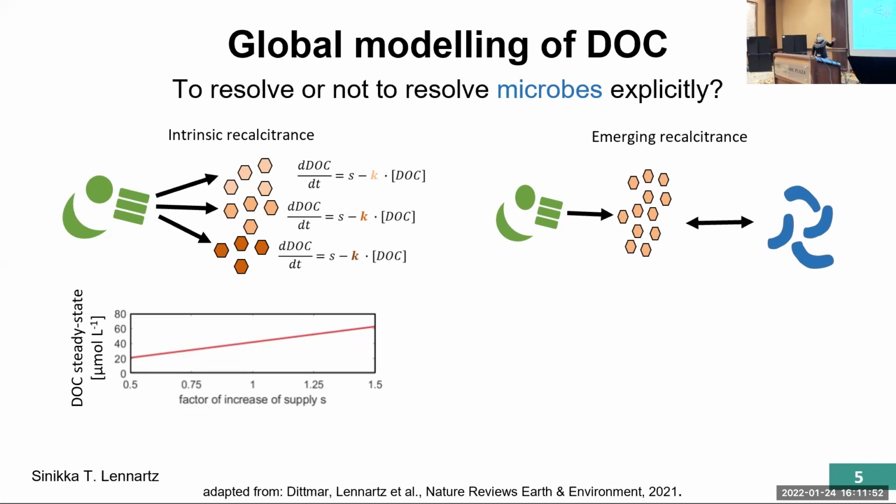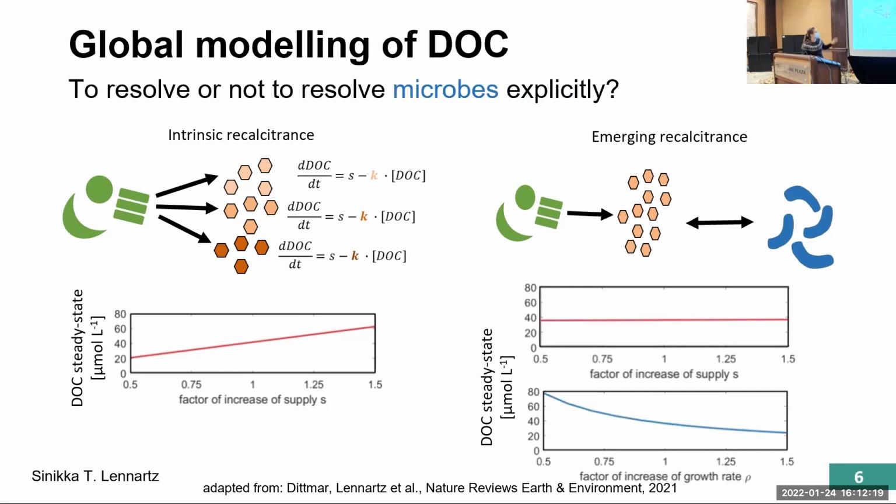What this means for the DOC steady state concentration, which you can think of as the amount of DOC stored in the system, is that if you, for example, decrease the supply, for example, in the future, less primary production would lead to less dissolved organic carbon supply or production by phytoplankton, you will end up with less DOC stored in the system, which sounds intuitively right. But it's actually a difference to this emerging recalcitrance.